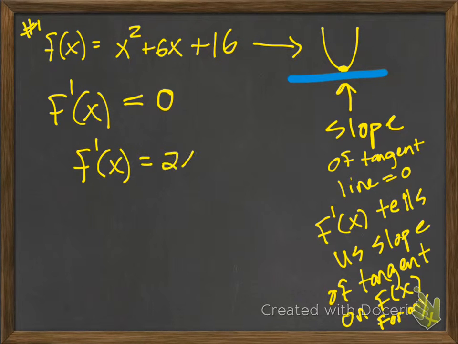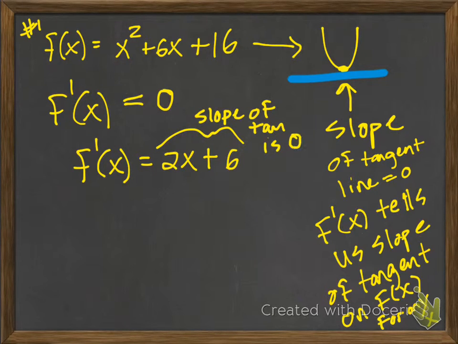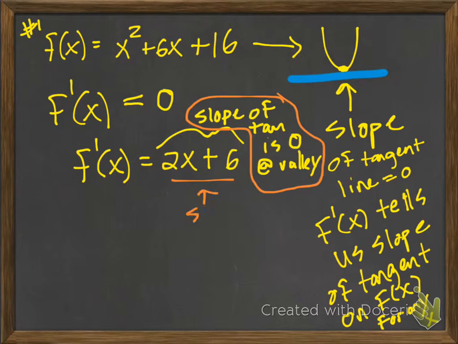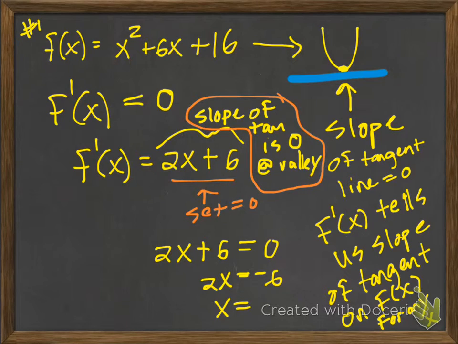So the derivative in this case is 2x plus 6, and that's our magical equation. The slope of the tangent line is 0 at a valley, so we're going to take this 2x plus 6, set it equal to 0. And from there, should be a quick solve, right? You subtract 6, divide by 2, you get negative 3. That tells you the x value of that minimum.